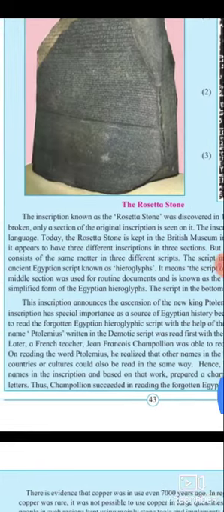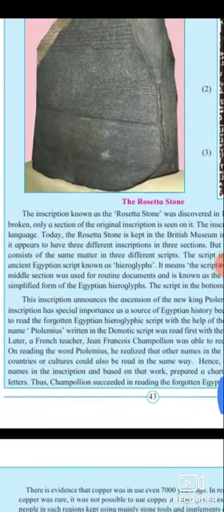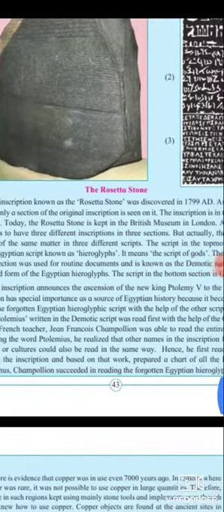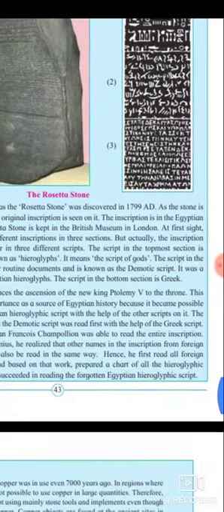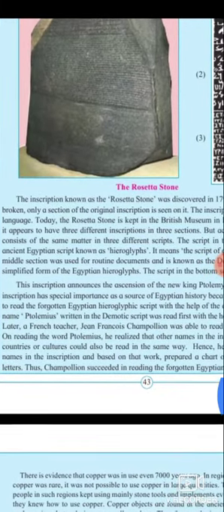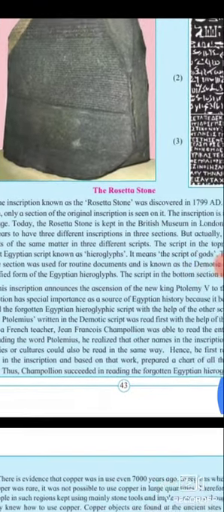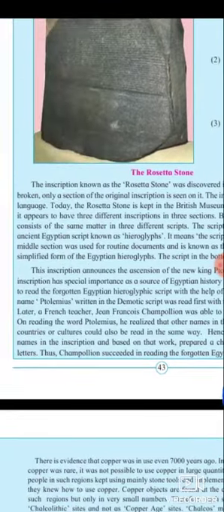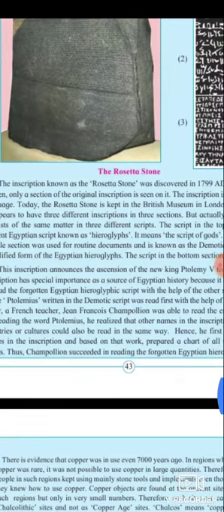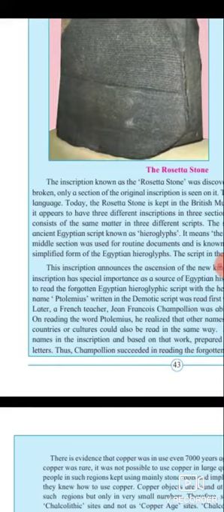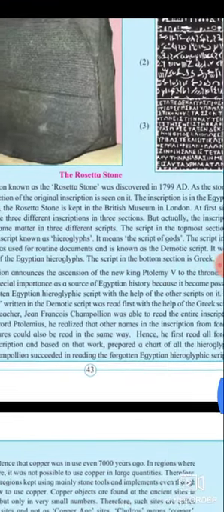At first sight, it appears to have 3 different inscriptions in 3 sections, but actually the inscription consists of the same matter in 3 different scripts. The script in the topmost section is ancient Egyptian script known as hieroglyphs. It means a script of gods. The script in the middle section was used for the routine documents, and it is known as demotic script. It was a simplified form of the Egyptian hieroglyphs. The script in the bottom section is Greek.